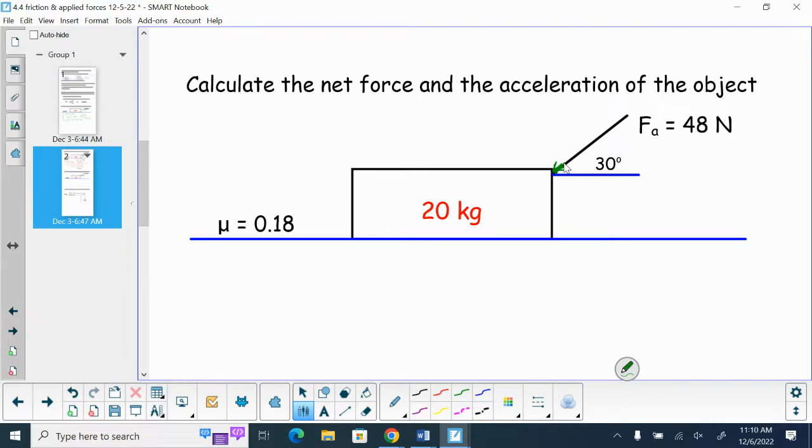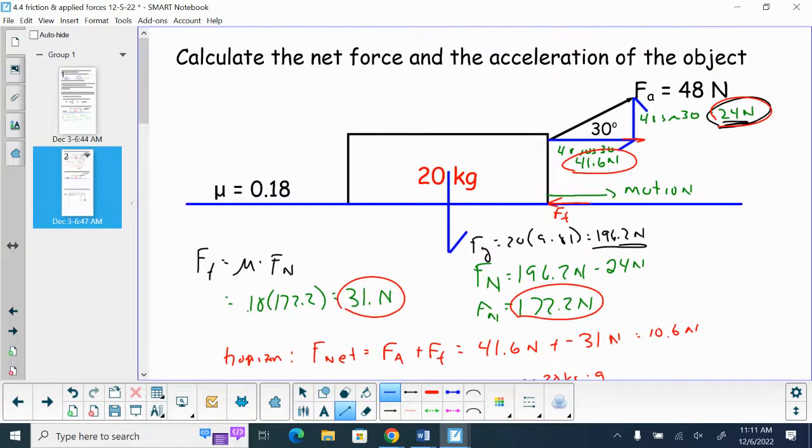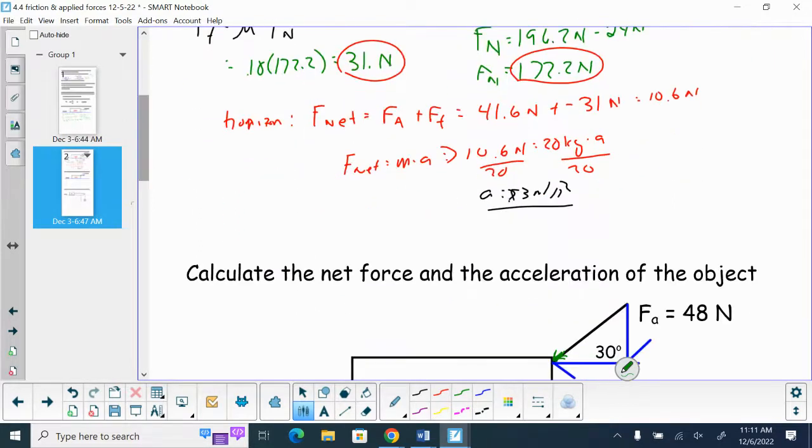So is it the same problem? No, it's not the same problem. So what we have is, if we resolve our forces, we now have this. We have pushing down. Rather than resolving our forces and pulling up on this and sideways, we're pushing down on it. So we are pushing from behind.